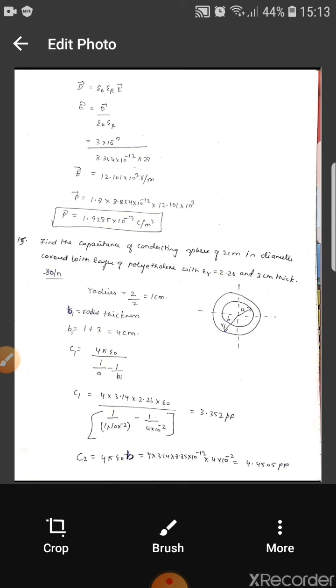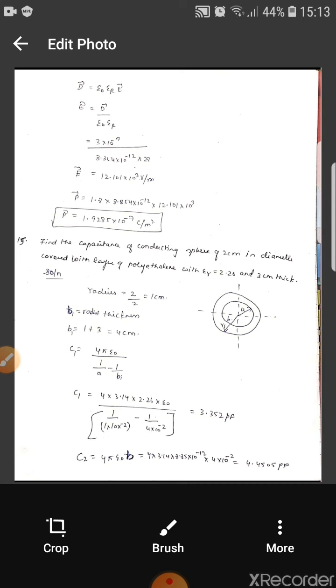Next, you are going to calculate your capacitance value. So capacitance value, this is for your sphere. You will be having the formula 4 pi epsilon divided by 1 by A minus 1 by B, and that is equal to, substituting the values, 4 into 3.14 into 2.26 into epsilon naught divided by 1 by 1 into 10 to the power minus 2 minus 1 by 4 into 10 to the power minus 2, that will be equal to 3.352 picofarad.